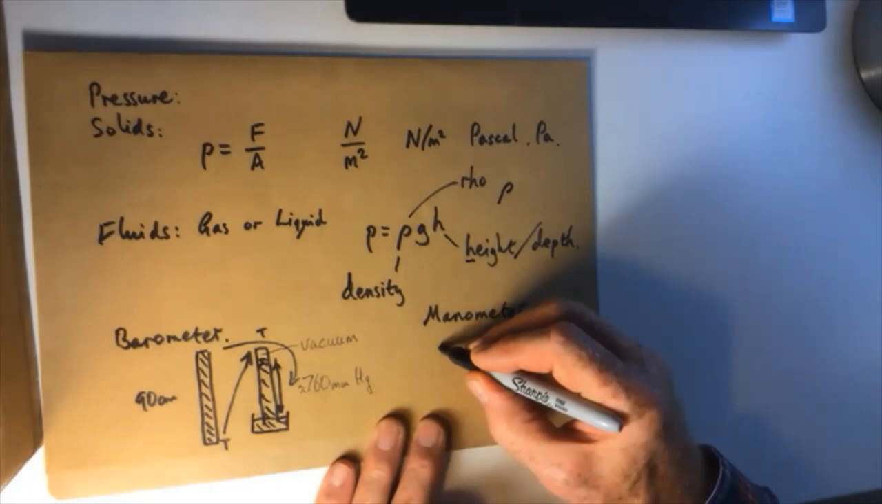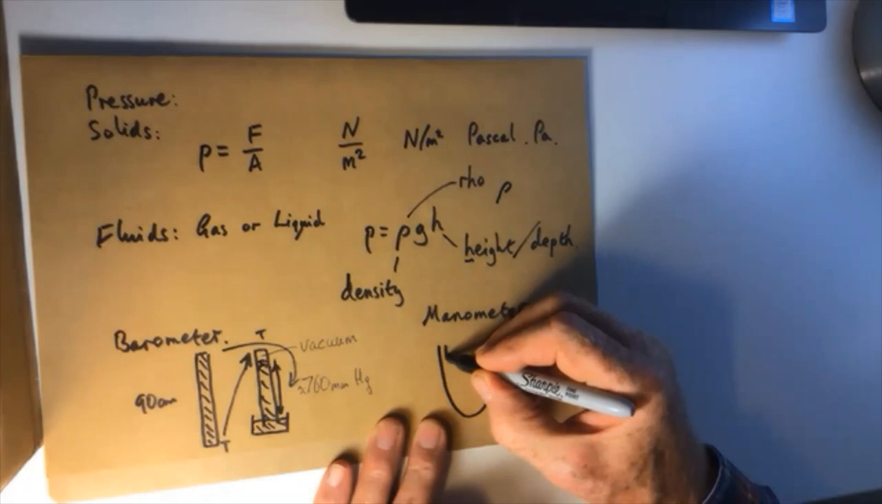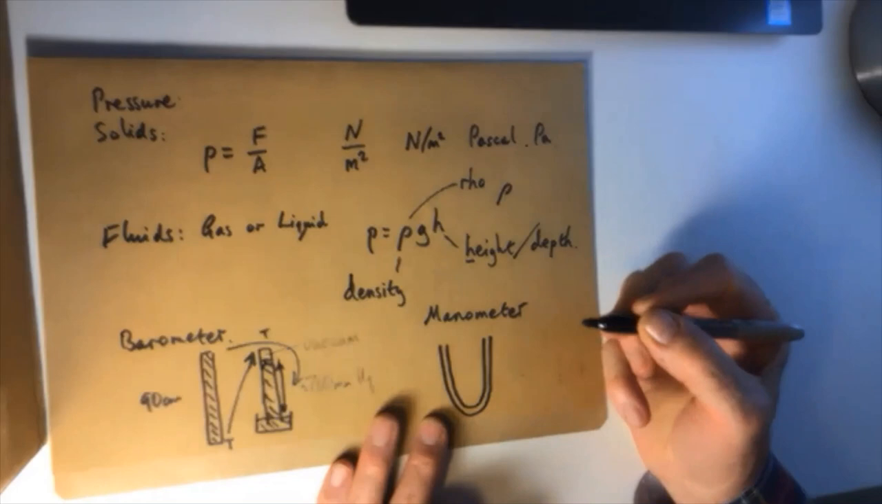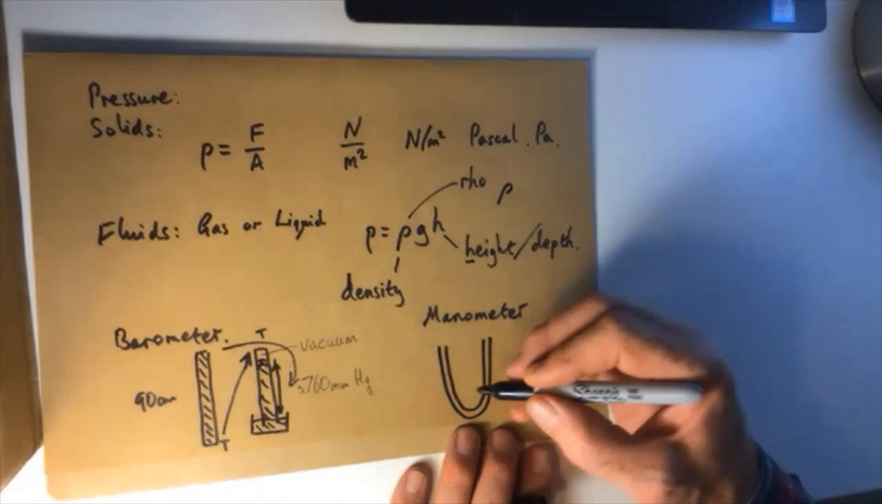Which was a tube shaped like a U. I know, who would have thought? So we had a U-tube like that. It doesn't look quite as interesting as the new one. And what we do is we put a liquid in here and then we have one end open to the atmosphere.